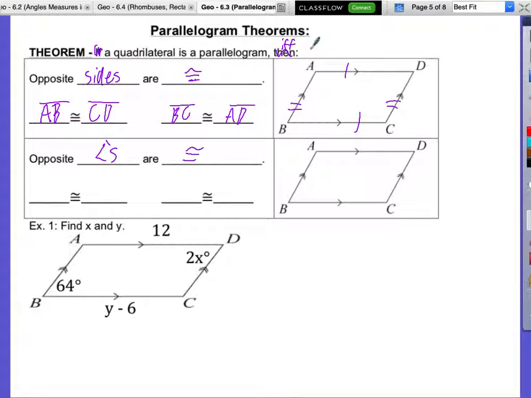Max: A and C. Angle A and C, very good, and we can mark that with that arc. So we can say angle A is congruent to angle C. Very good, Max. Can I get somebody else to give me another pair? Sophia: Angle D is congruent to angle B. Very good. And how many arcs would we put here? Two, right? Because we don't know if it's congruent to A and C. We just know they're congruent to each other.